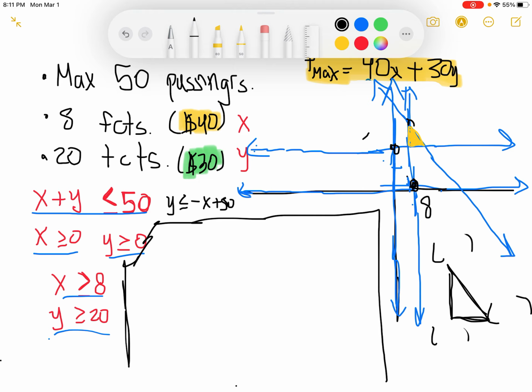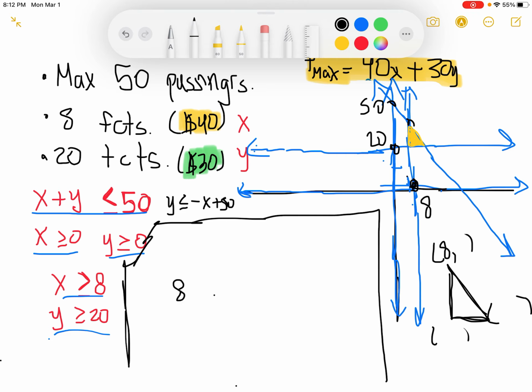We know this is 20, and then we know this is 50, just from when we graphed it. We know that this is 8, but we don't know the next coordinate. How would we find it? We have to plug in 8 to the equation. So that was this equation. Remember, this line is that equation. So we plug it in.